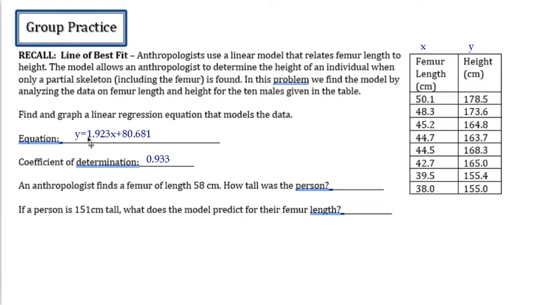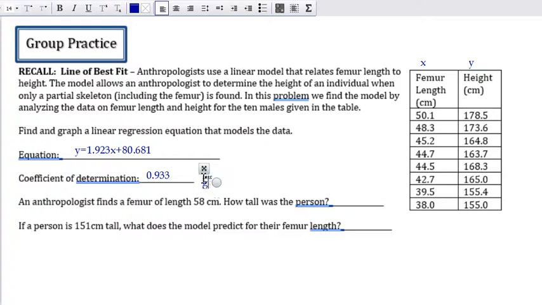Okay, so I jotted down that equation, y equals 1.923x plus 80.681. So this is going to be the ruling equation for this scenario. If we need to look at any femur length, we can predict what the height of that person is. Our coefficient of determination is 0.933. So I would declare that this is a good fit, right? This is a good fit. That's a good R squared.